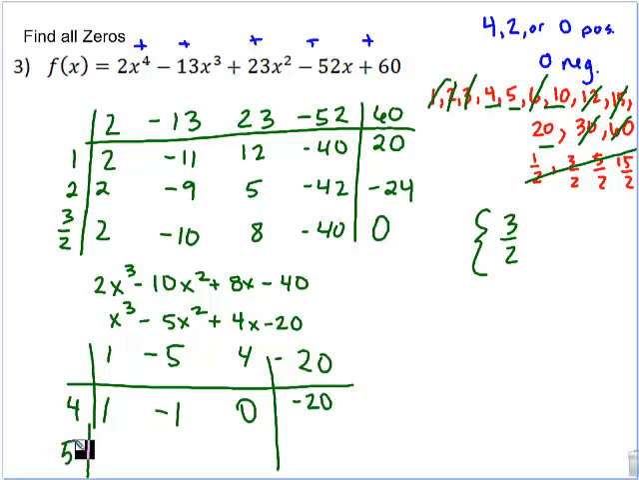5. All right, let's try the 5. So we drop the 1 down. 1 times 5 is 5, plus a negative 5 is 0. 0 times 5 is 0, plus 4 is 4. 5 times 4 is 20, and the remainder is 0. So that means 5 was another solution for us. And what quadratic are we left with here? Yep, x squared plus 4.